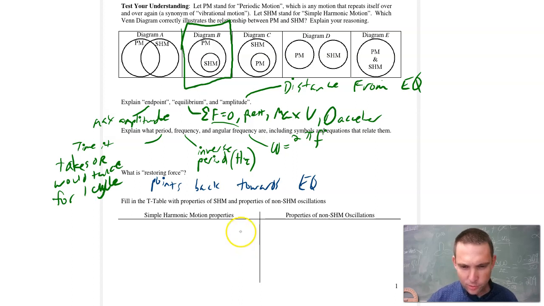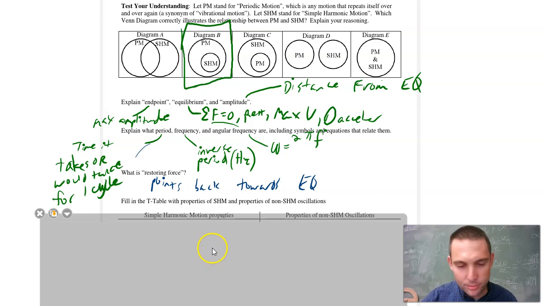Fill in the T-table with properties of simple harmonic motion and non-simple harmonic motion. I'm going to fill those in and then I'll unpause to give you the full thing. Hold on. Okay, I had to type it up so you could see it.